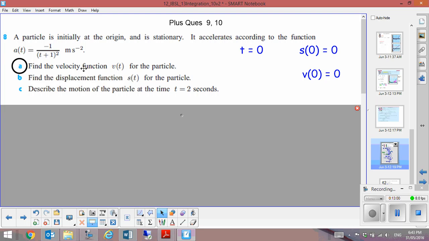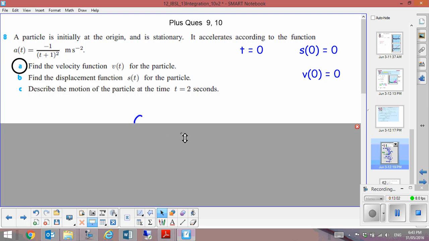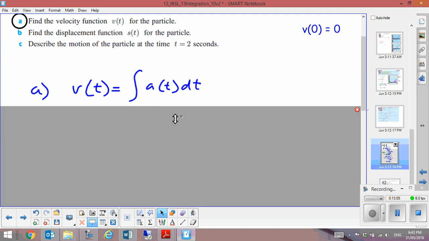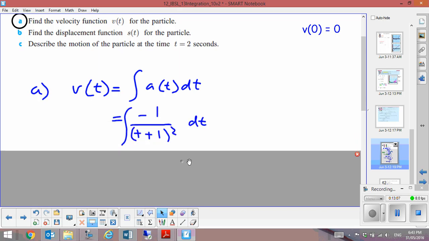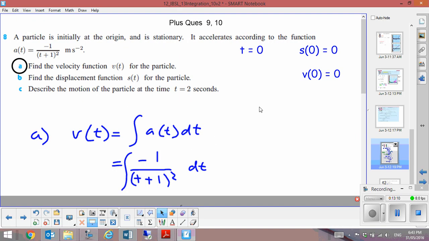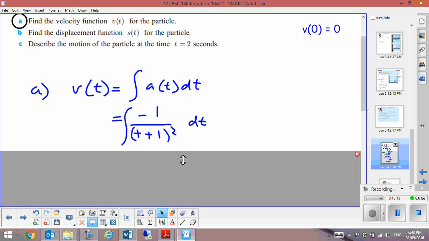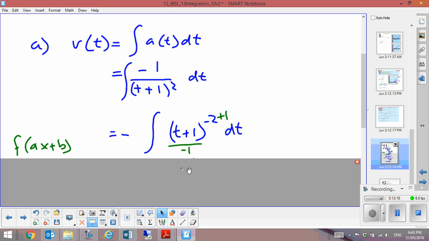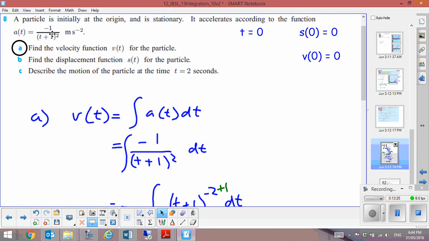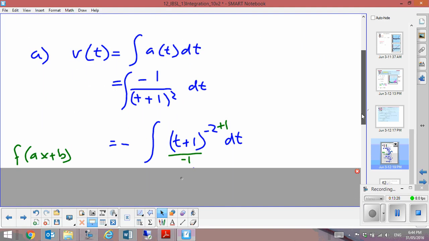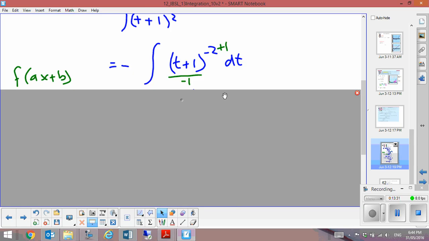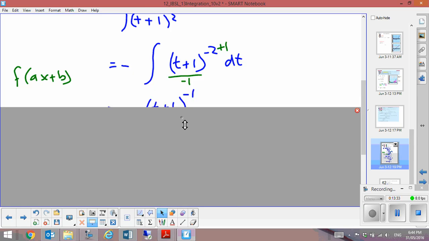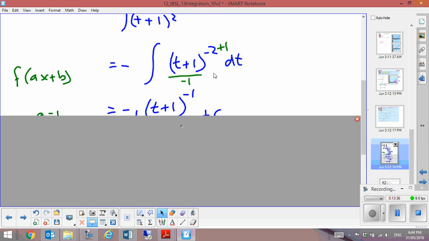To get our velocity function, we want to integrate this. So we're taking the integral of the acceleration function, minus 1 over (t plus 1) all squared. Remember, this is just like a polynomial function. I've written it as (t plus 1) to the minus 2. And the minus out the front here, I've taken outside the integral sign just to get it out of the road. So our rule says add 1 to the index and then divide by the new index.